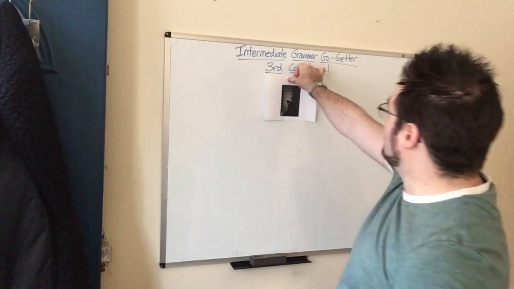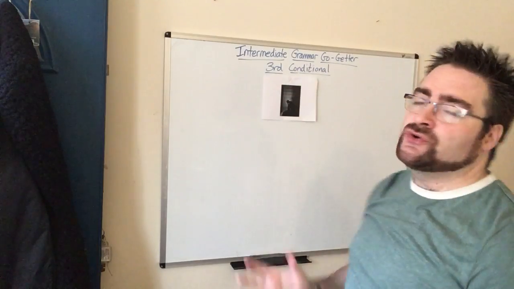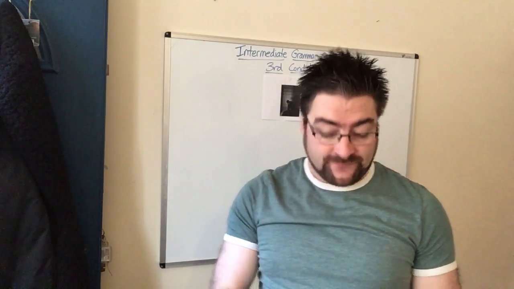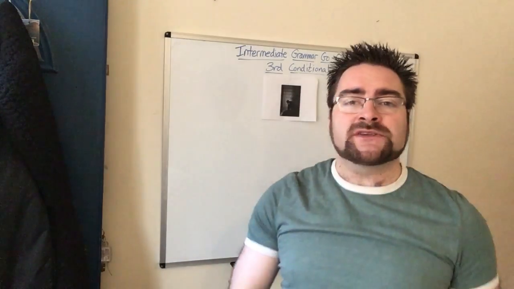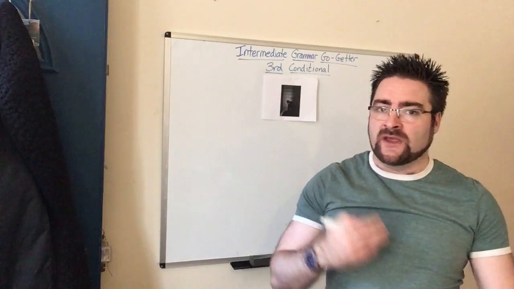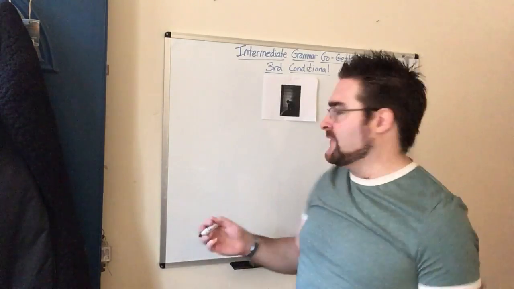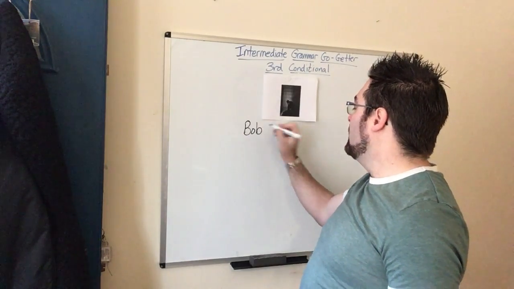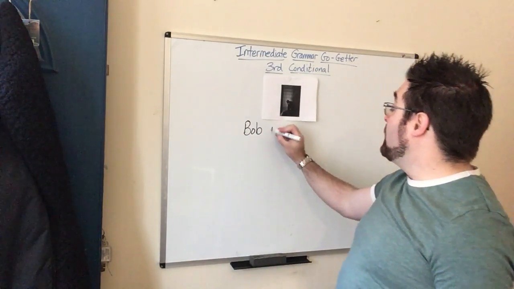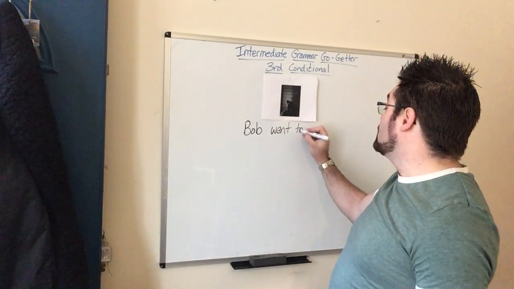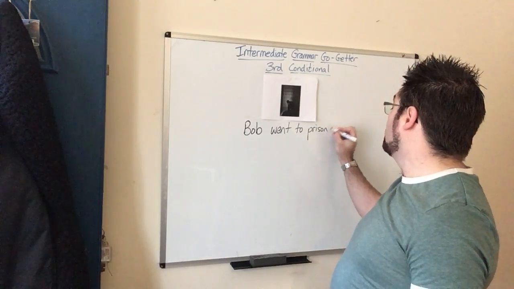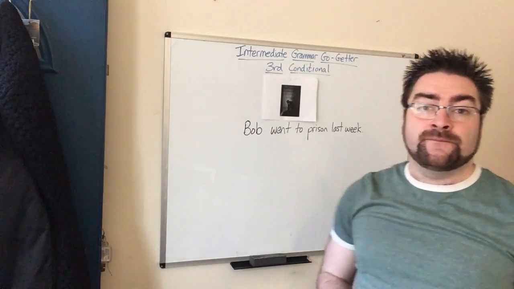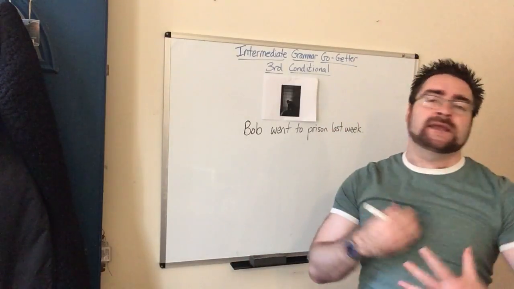Okay, and I would say, what can you see? And they say, okay, I can see a man in prison. Fantastic. Okay, so what's his name? They get them to create a name for him. So let's go with Bob. Okay, and we put up the sentence, Bob went to prison last week. Okay, then we say why. What crime did he commit?